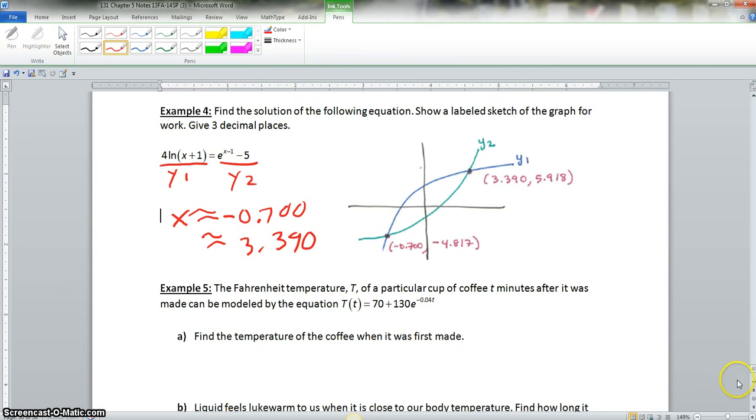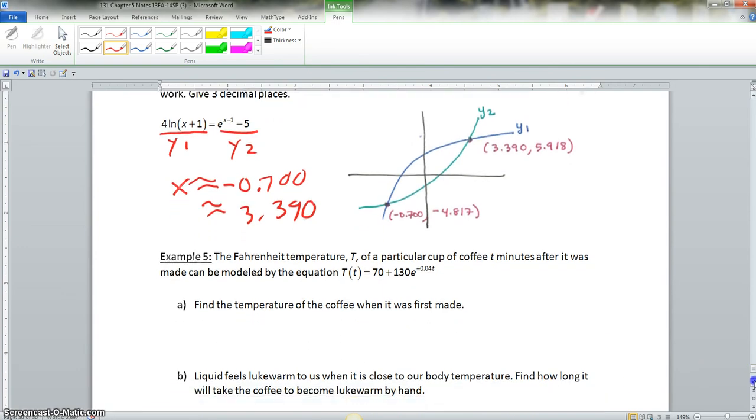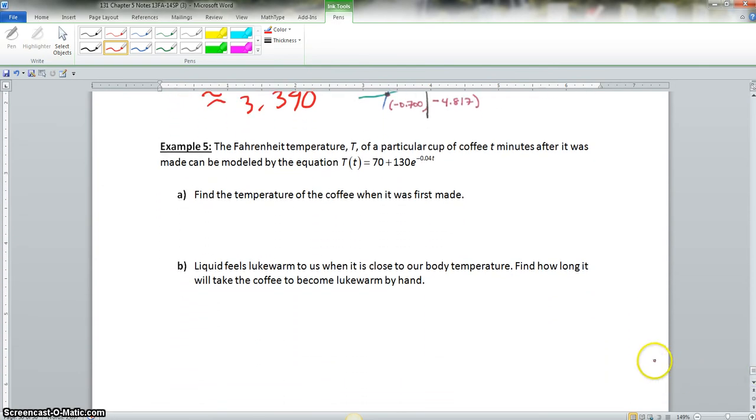Now, we go on to example 5. It says the Fahrenheit temperature T of a particular cup of coffee t minutes after it was made can be modeled by the equation T(t) is equal to 70 plus 130 e to the negative 0.04t. It says find the temperature of the coffee when it was first made. So when it's first made, we know that that is at 0 minutes. So t, lowercase t, will equal 0.